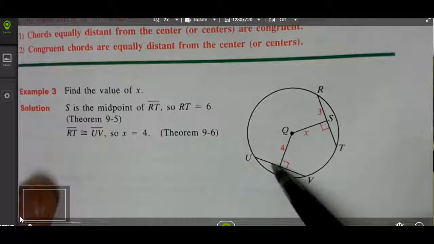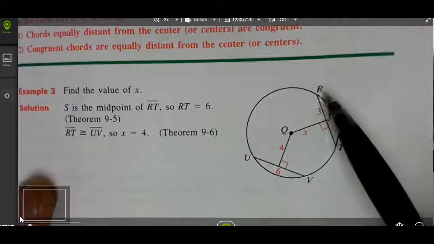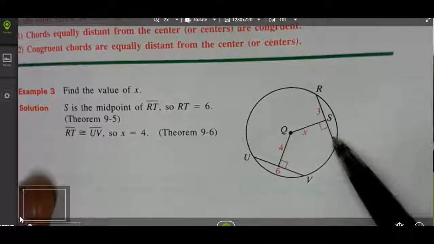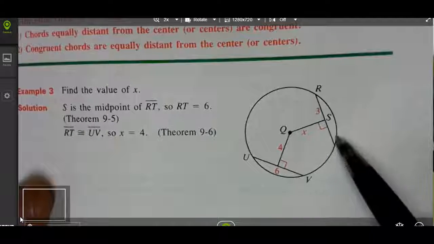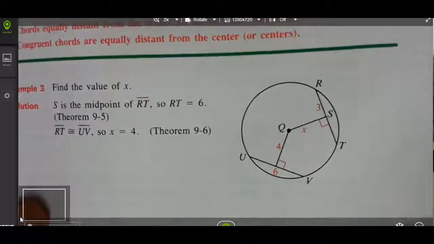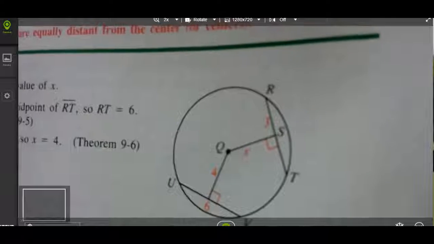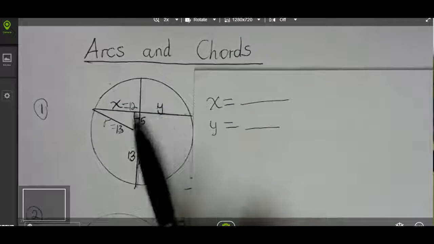and since UV is 6, RT would be 6 as well. So ST would be 3 because this bisects the chord. All right. So we're going to use these theorems to solve geometric problems. All right, here's the first one.